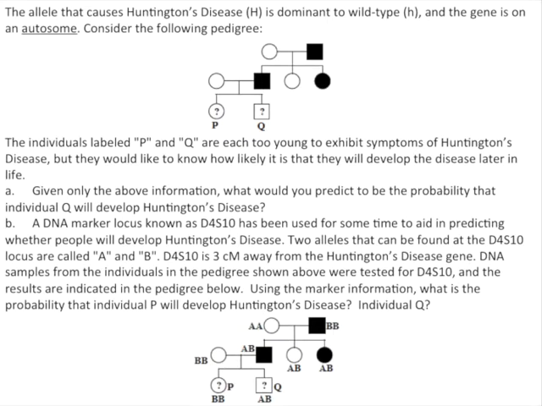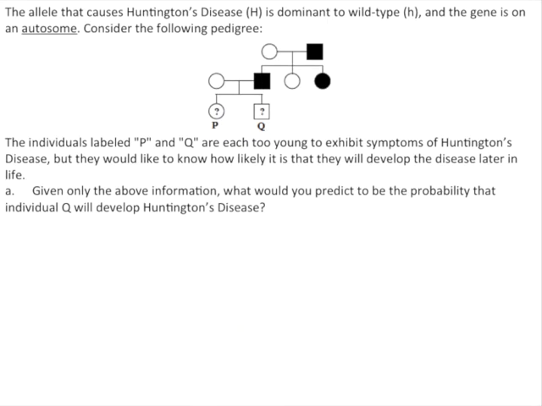The first part of this problem is a basic pedigree, looking at a simple risk analysis using standard Mendelian genetic principles. Then we'll take a look at how that analysis changes when we have a marker allele that contributes more information. We're first going to determine the probability that individual Q will inherit Huntington's disease.